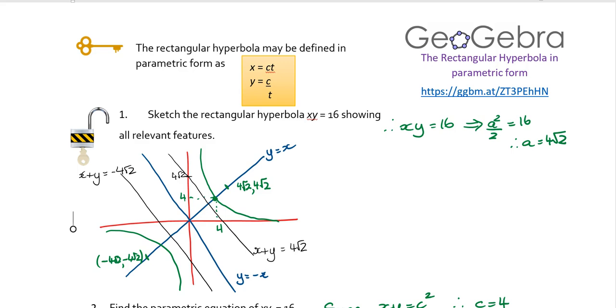Now for these examples. First one, sketch this rectangular hyperbola showing all relevant features. So we know that if xy is 16, that's going to give us that a squared on 2 is 16, so we can get the value of a. And when we draw our hyperbola up, which of course doesn't cut through the axis, just my poor drawing, we've got our foci at (a, a), (4 root 2, 4 root 2), and also the negative of that. We've got our directrices at x plus y equals plus or minus a, and of course y equals minus x and y equals x are the asymptotes when we draw it like this.